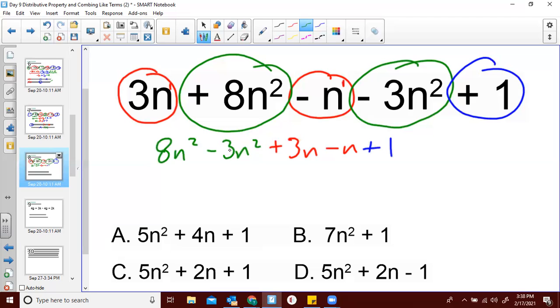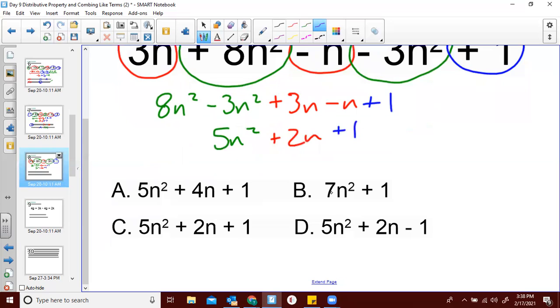So again, just look at your coefficients. 8 minus 3, 5n squared. 3 minus 1 gives you 2, positive 2n. And then we get a plus 1. All right, so 5n squared.